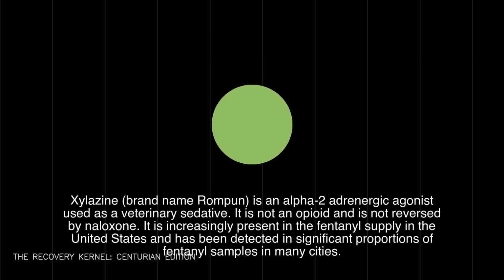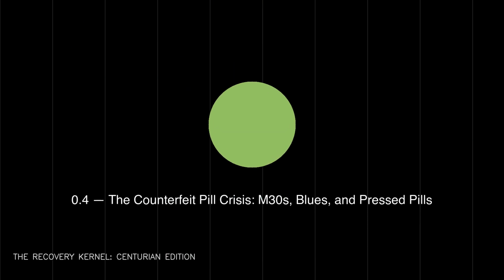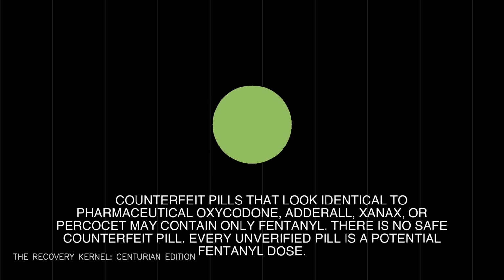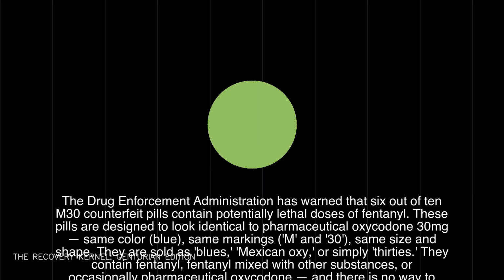0.4, the counterfeit pill crisis: M30s, blues, and pressed pills. Warning: counterfeit pills that look identical to pharmaceutical oxycodone, Adderall, Xanax, or Percocet may contain only fentanyl. There is no safe counterfeit pill. Every unverified pill is a potential fentanyl dose. The Drug Enforcement Administration has warned that 6 out of 10 M30 counterfeit pills contain potentially lethal doses of fentanyl.